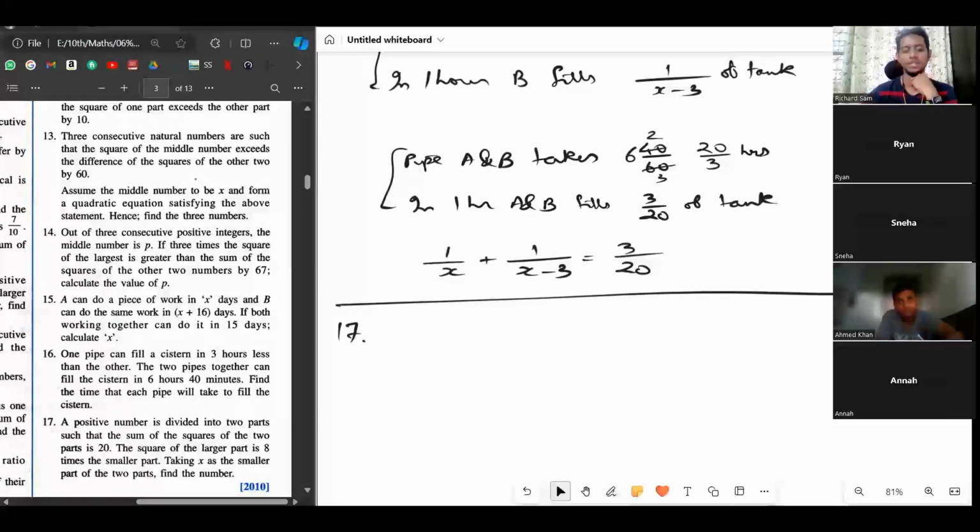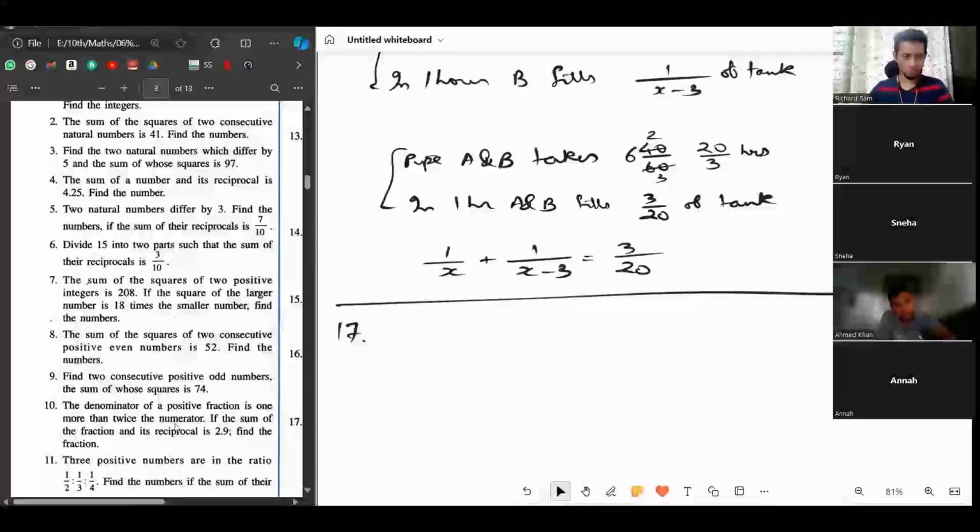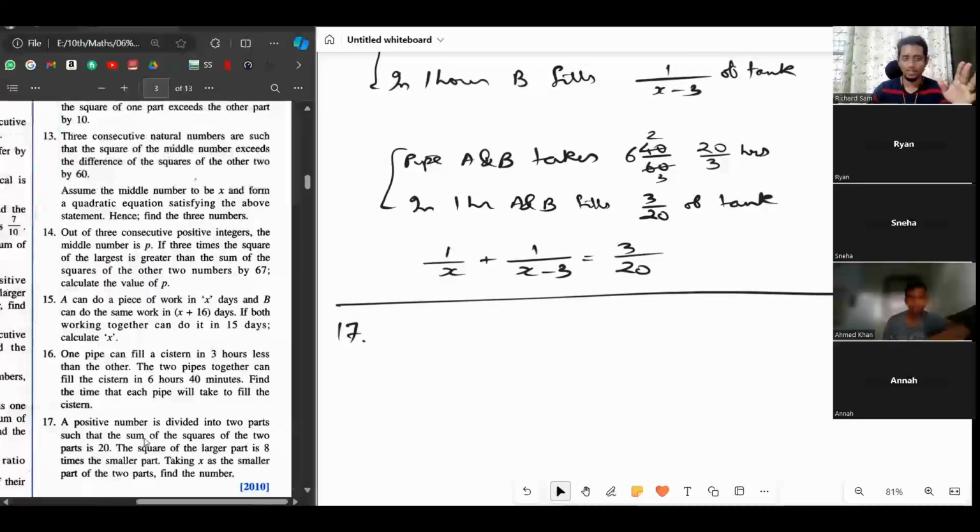Okay, let's do question 17 over here. Does anyone understand anything? It's similar to one question that we just did. Which one? The 7th over here. See the 7th question? The sum of the squares of two positive integers is 208. So we put x square plus y square, or L plus S, larger and smaller. If the square of the larger number is 18 times the smaller number, find the number. So here we had two equations and we had to use substitution to make it into one equation. The 17th question is also just like that.